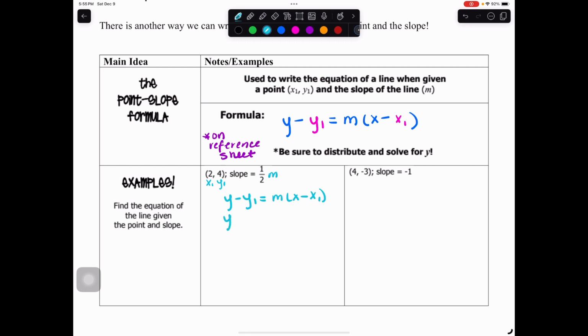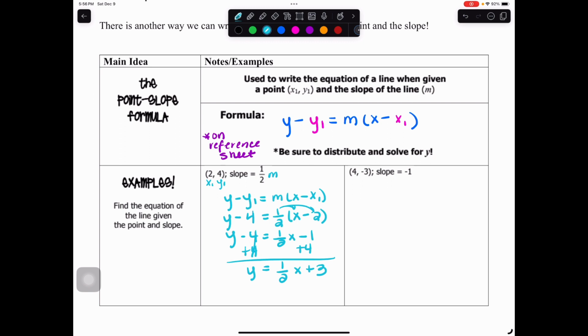So the y and the minus are from the formula. Then in y1, I would put 4. The slope would put 1/2. Then from the formula, I have x and minus, and then I put the x1 value of 2. From here, I can simplify it and get it into mx plus b form, so slope-intercept form. So I will distribute the 1/2. I get y minus 4 equals 1/2 x minus 1. And then to get y by itself, I would add 4 to both sides. So that's y equals 1/2 x plus 3. And we have our equation.